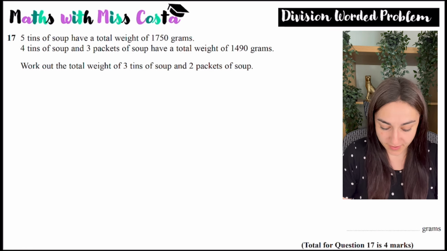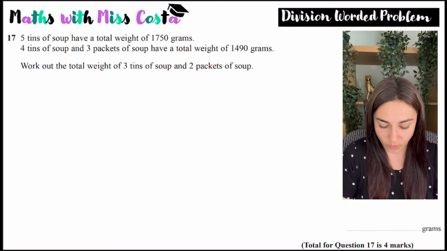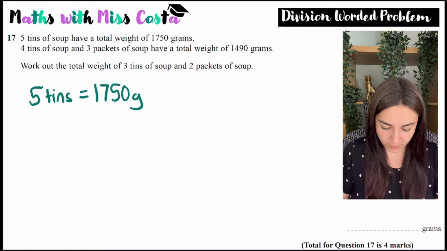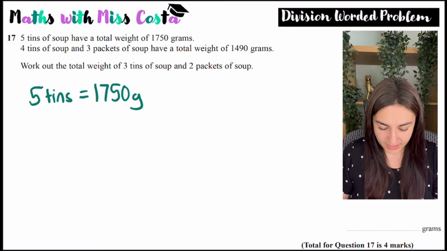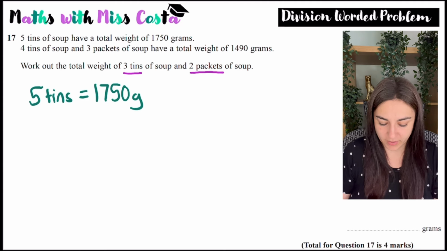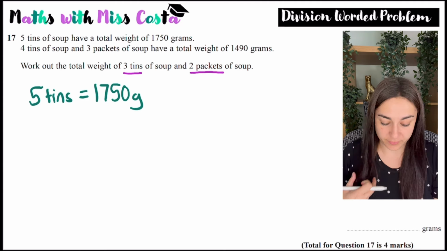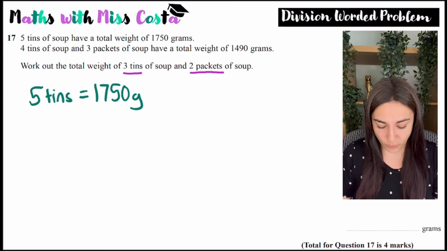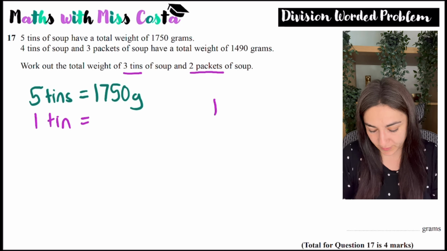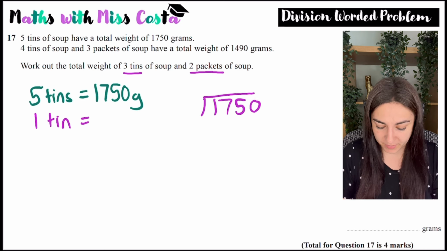So here I'm being told that 5 tins of soup have a total weight of 1,750 grams. So 5 tins equals 1,750 grams. 4 tins of soup and 3 packets of soup have a total weight of 1,490 grams. So I need to work out the total weight of 3 tins of soup and 2 packets of soup. Okay, so the first piece of information that I know for sure is that 5 tins of soup weigh 1,750 grams. So I could figure out how much 1 tin weighs by doing 1,750 divided by 5.